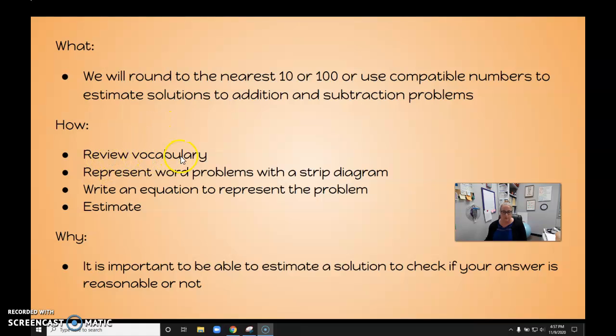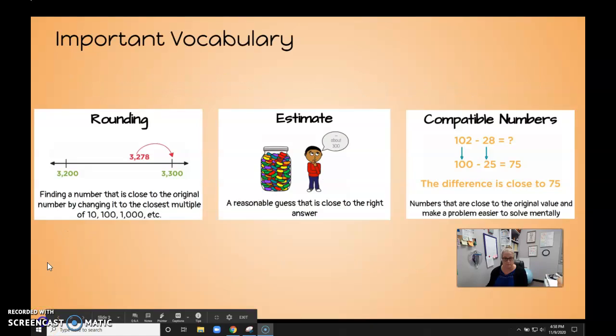We're going to review vocabulary. We're going to represent word problems with a strip diagram. We're going to write an equation to represent the problem, and then we're going to estimate. Why are we going to do this? Well, it's important for us to be able to estimate a solution to check if our answer is reasonable or not.